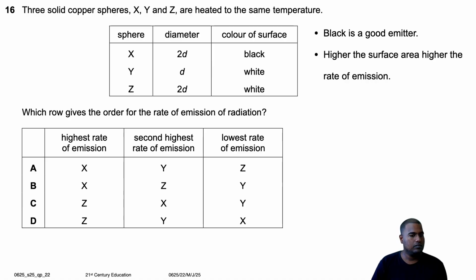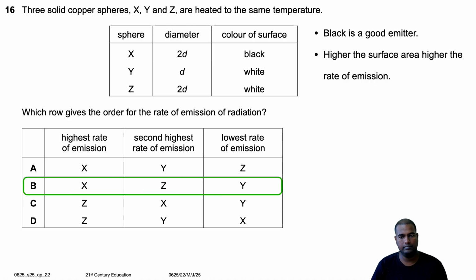Then both Y and Z are white, but Z has a higher diameter, so it will have a higher surface area. So X, Z, and Y. B.